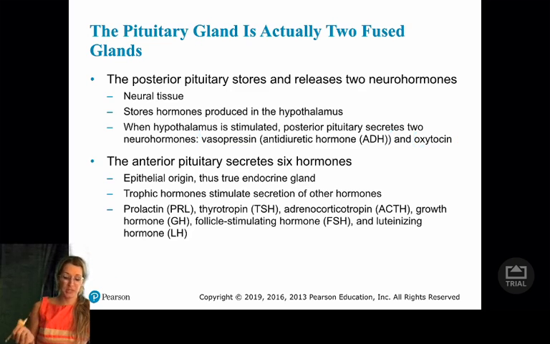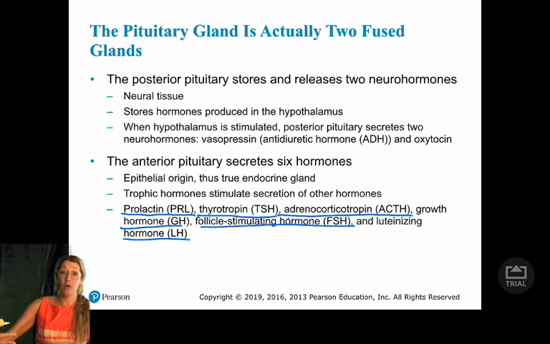The anterior pituitary, 6 hormones. These are all hormones that cause the secretion of other hormones. They are prolactin, thyrotropin, adrenocorticotropin, growth hormone, follicle stimulating hormone, and luteinizing hormone. We will talk about these now, but each of these we'll talk about in greater detail as we get to the systems in which they are particularly active.